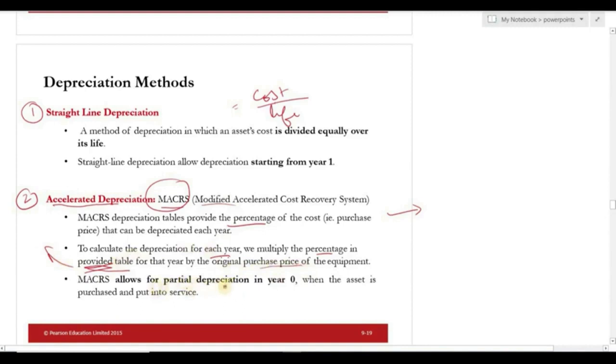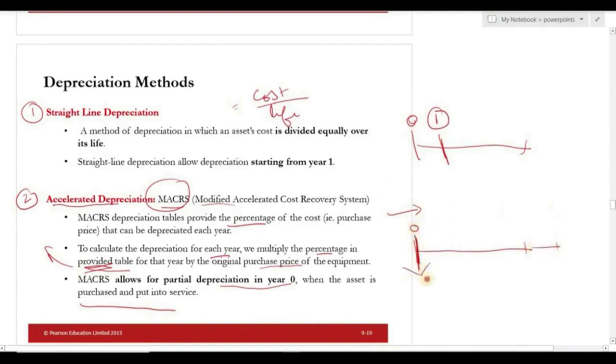MACRS allows for partial depreciation in year 0 when the asset is purchased and put into service. Remember the difference from the straight line. In the straight line, the depreciation does not happen in year 0. Instead, it starts from year 1, right? But MACRS follows that partial depreciation should happen in year 0 and partial in an extra year, right? So it means the depreciation will start from year 0.